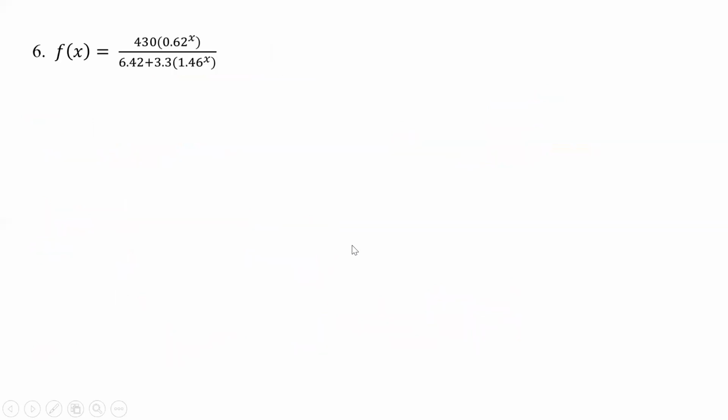All right, what about this one? So now it looks like we have 430 times that. So what I would suggest, when you have something like the 0.62 to the x times something, keep that together.